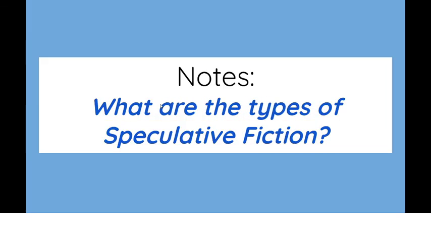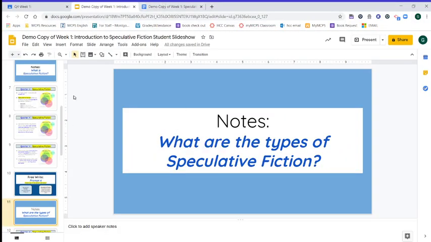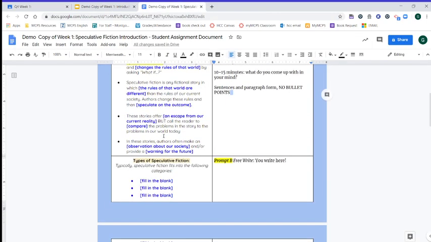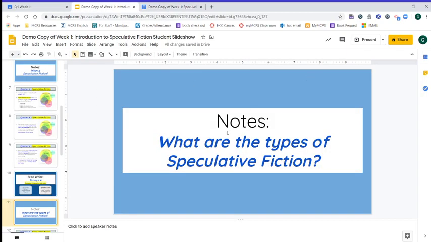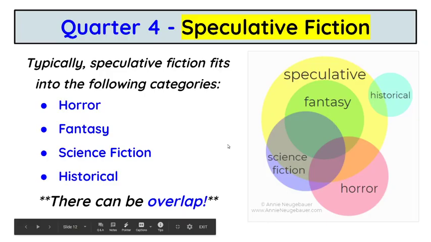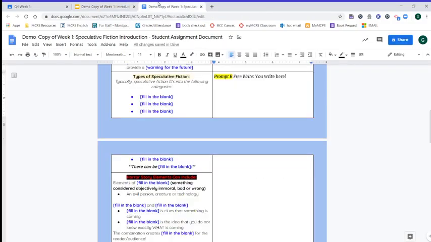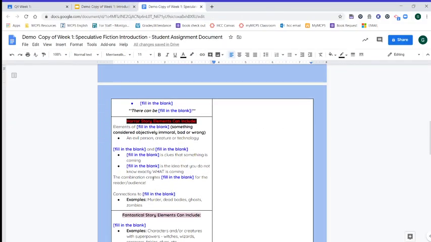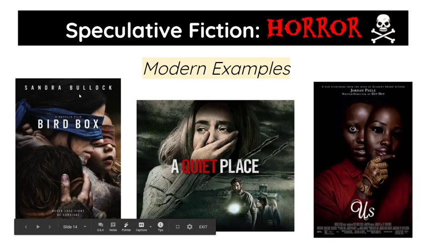All right. Moving on. What are the types of speculative fiction? I've already demonstrated how to fill in the blue, so I'm not going to do that for you. Hopefully you know how to read. So you read through. I see blue. We're talking about horror here. Elements of evil, evil person. Here are some key terms in the blue. Again, notice the blue here. It's note-taking, guys. You're taking notes on horror. Here are some examples.